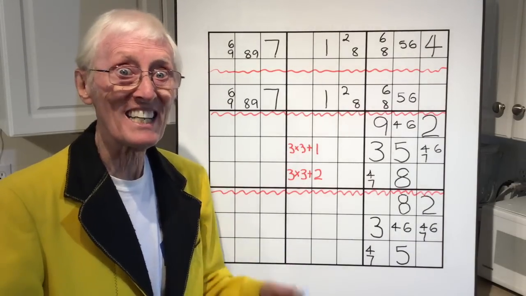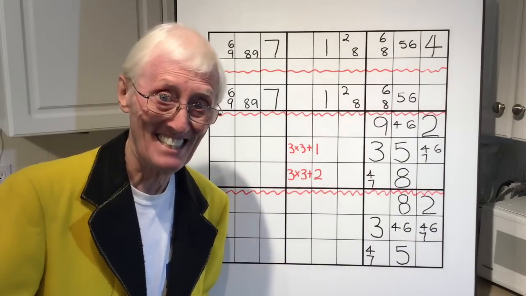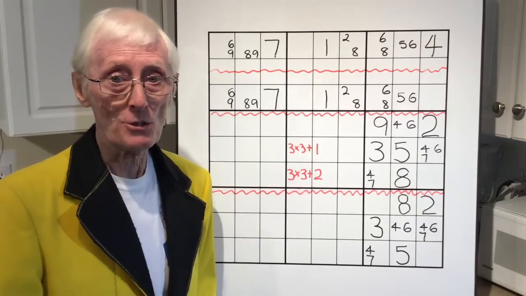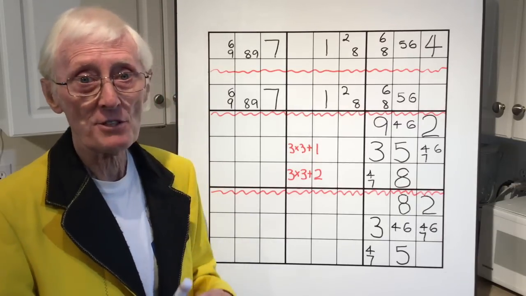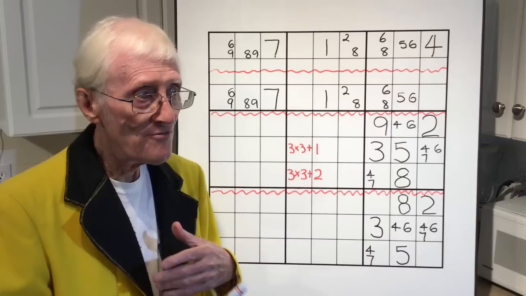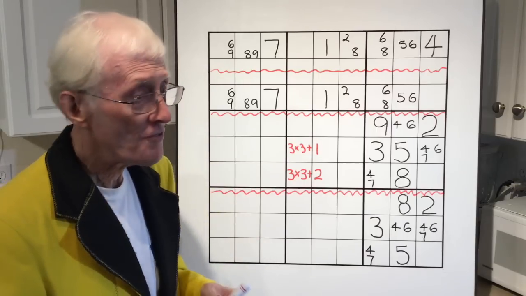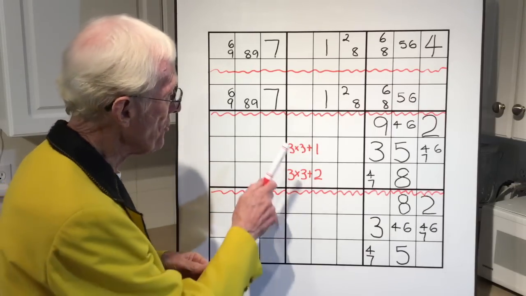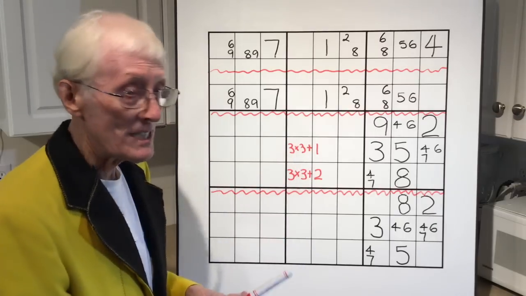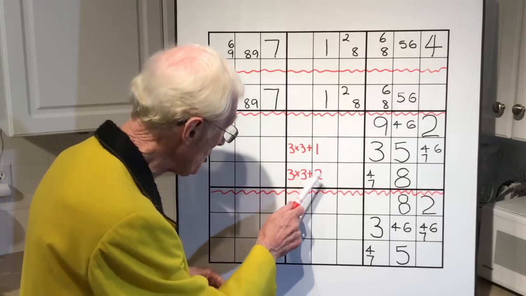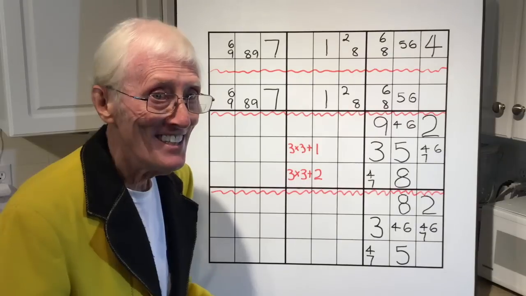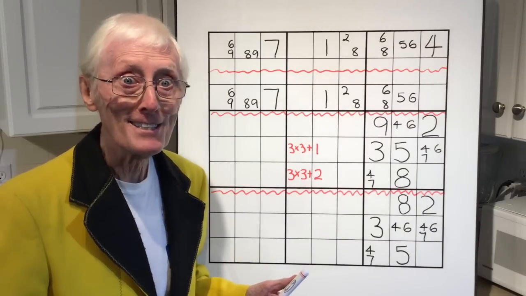This is number clickety click 66. And in this particular tutorial, I'm going to be covering three features. The first feature is what I call a 3x3+1. The second one is a 3x3+2. And the third one is a surprise.